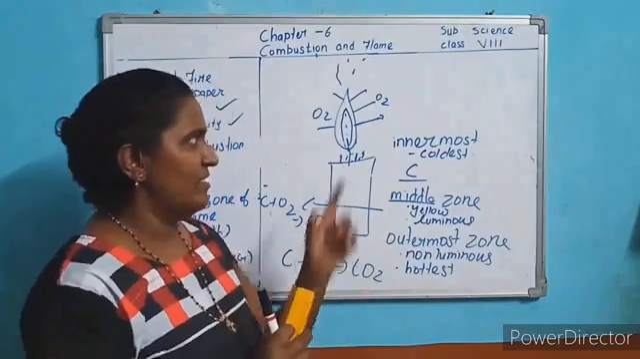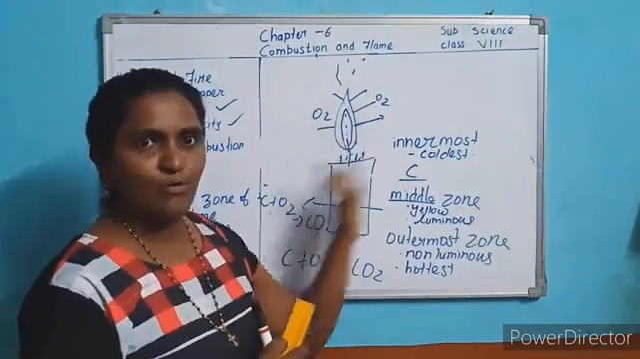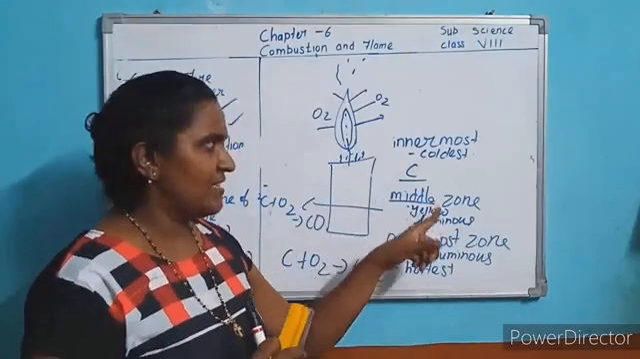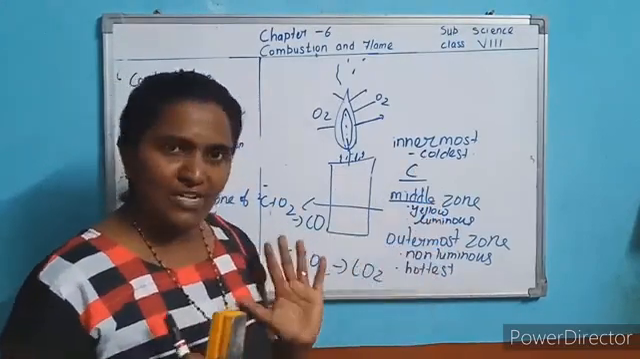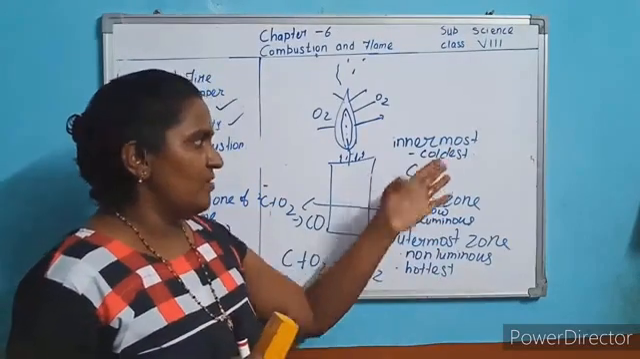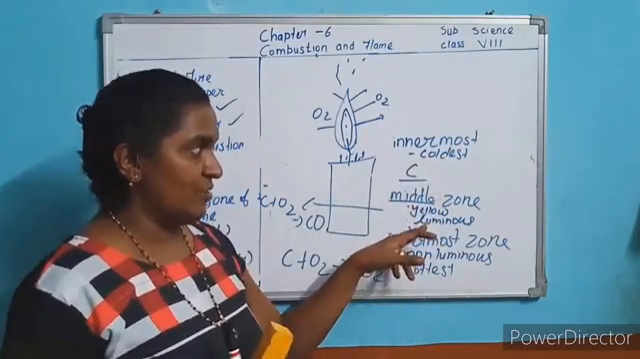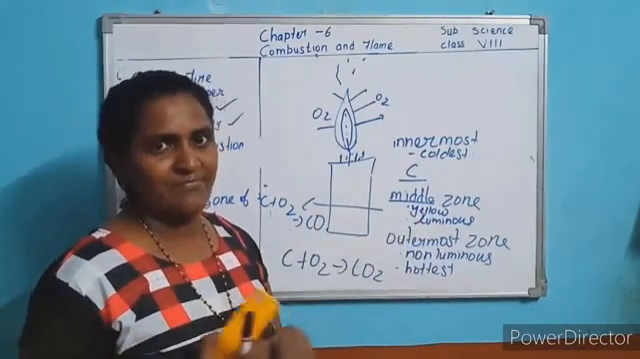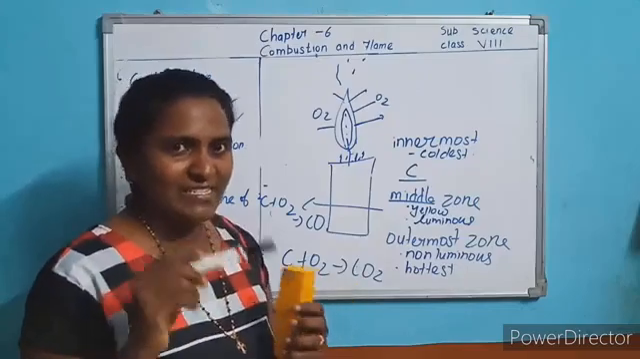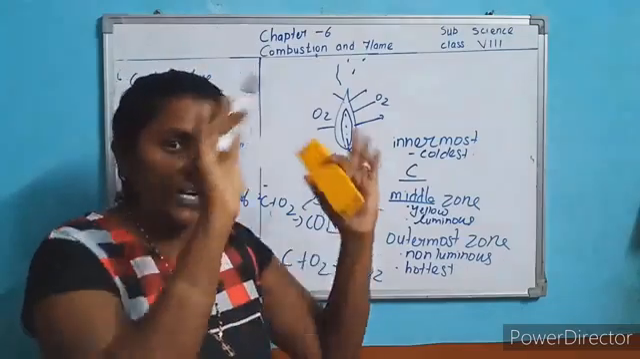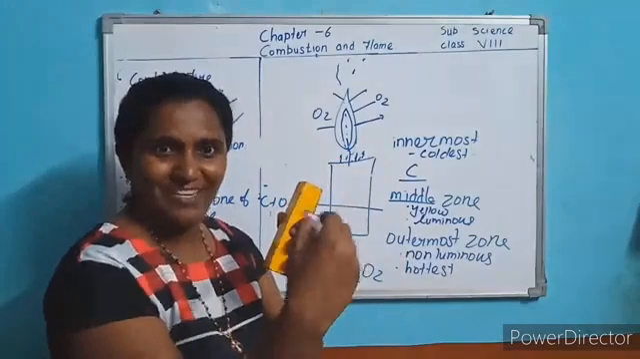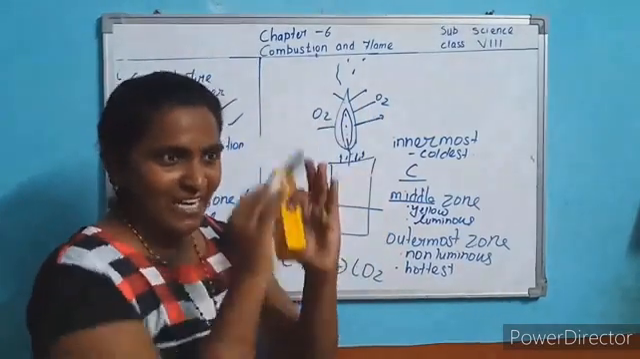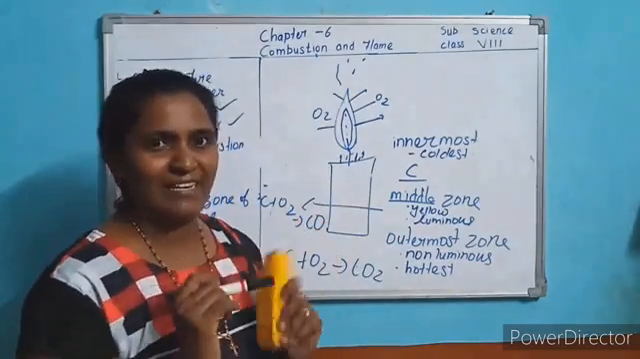Understood? Black in color, yellow in color and blue in color. The innermost layer gets no oxygen. This layer gets little oxygen. The outermost layer gets enough oxygen. It is the coolest, non-luminous. The outermost layer is the hottest layer. So if you want to melt or burn anything, which part of the flame will you show? Outermost, because it is the hottest layer. The blue color flame is the hottest, and don't show the yellow color, it becomes black in color.